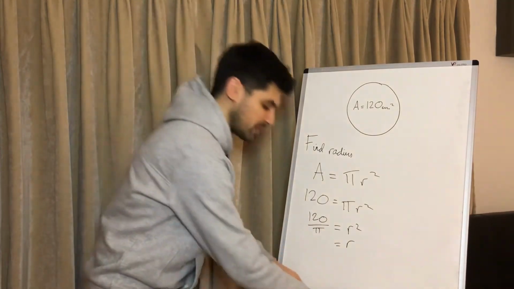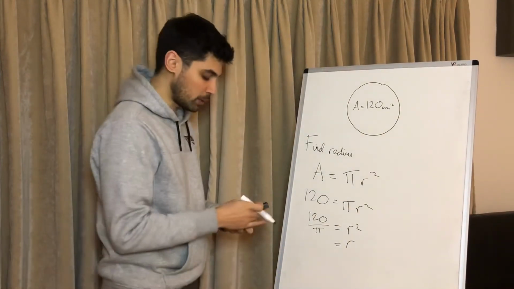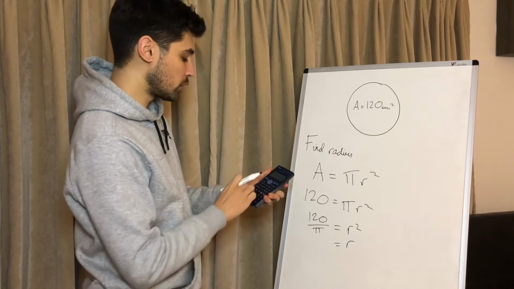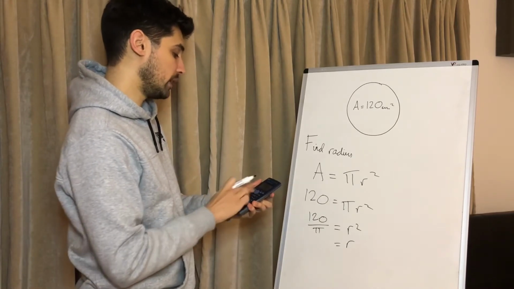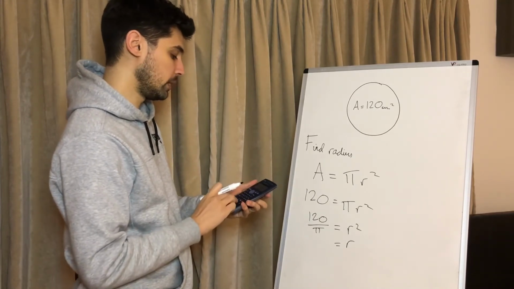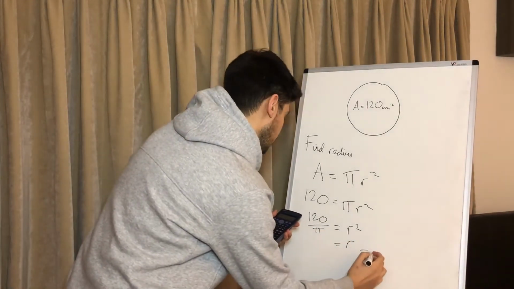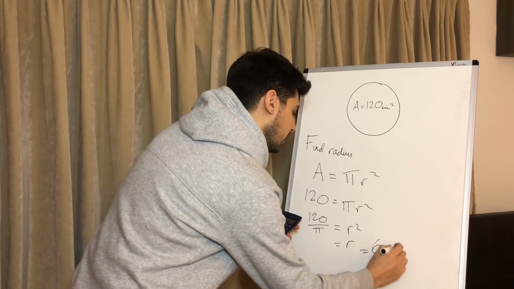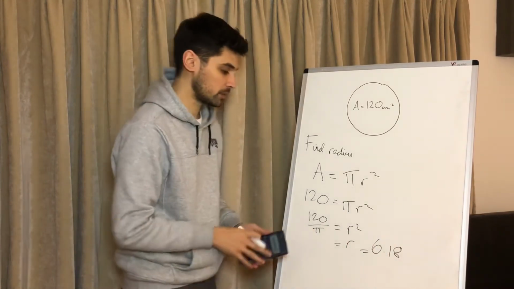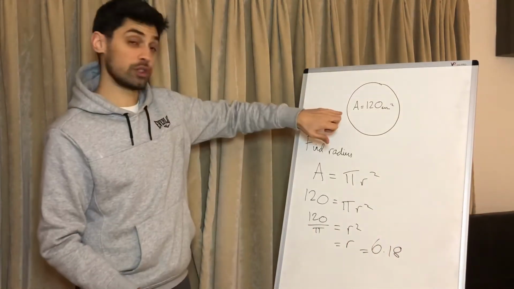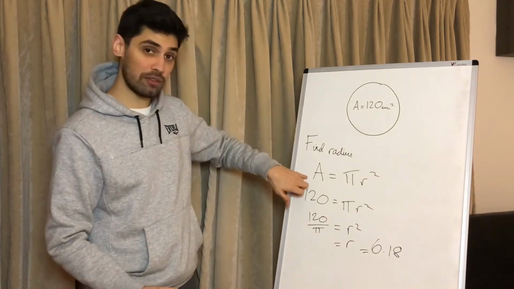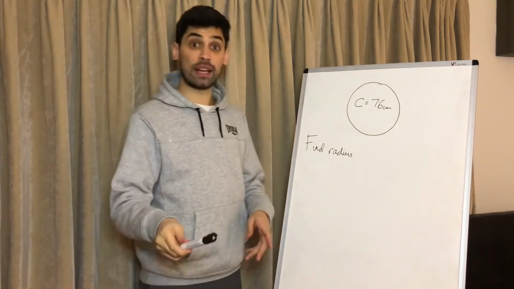And on this side, now is where we get the calculator out. So let's put into our calculator square root of 120 over pi, which is going to be a horrible decimal number, but it is 6.18 to 2 decimal places. So if the question mentions area, write out the formula for area, then plug in what you know. Okay, let's try this one.